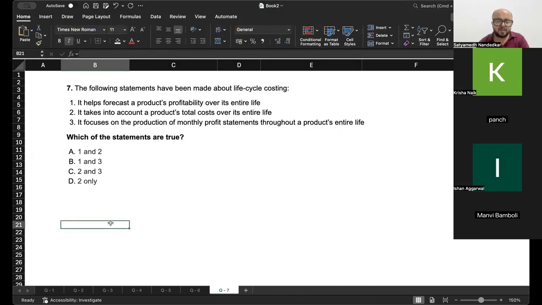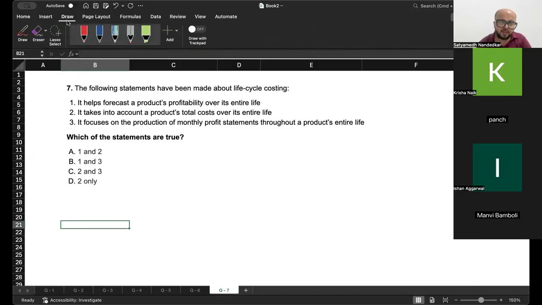The following statements have been made about life cycle costing. Okay, which of the following are true? It helps forecast a product's profitability over its entire life. It takes into account a product's total cost over its entire life. Statement 2 is true for sure. If statement 2 is true, then those options which don't have statement 2 should be discarded. Discard 1 and 3.